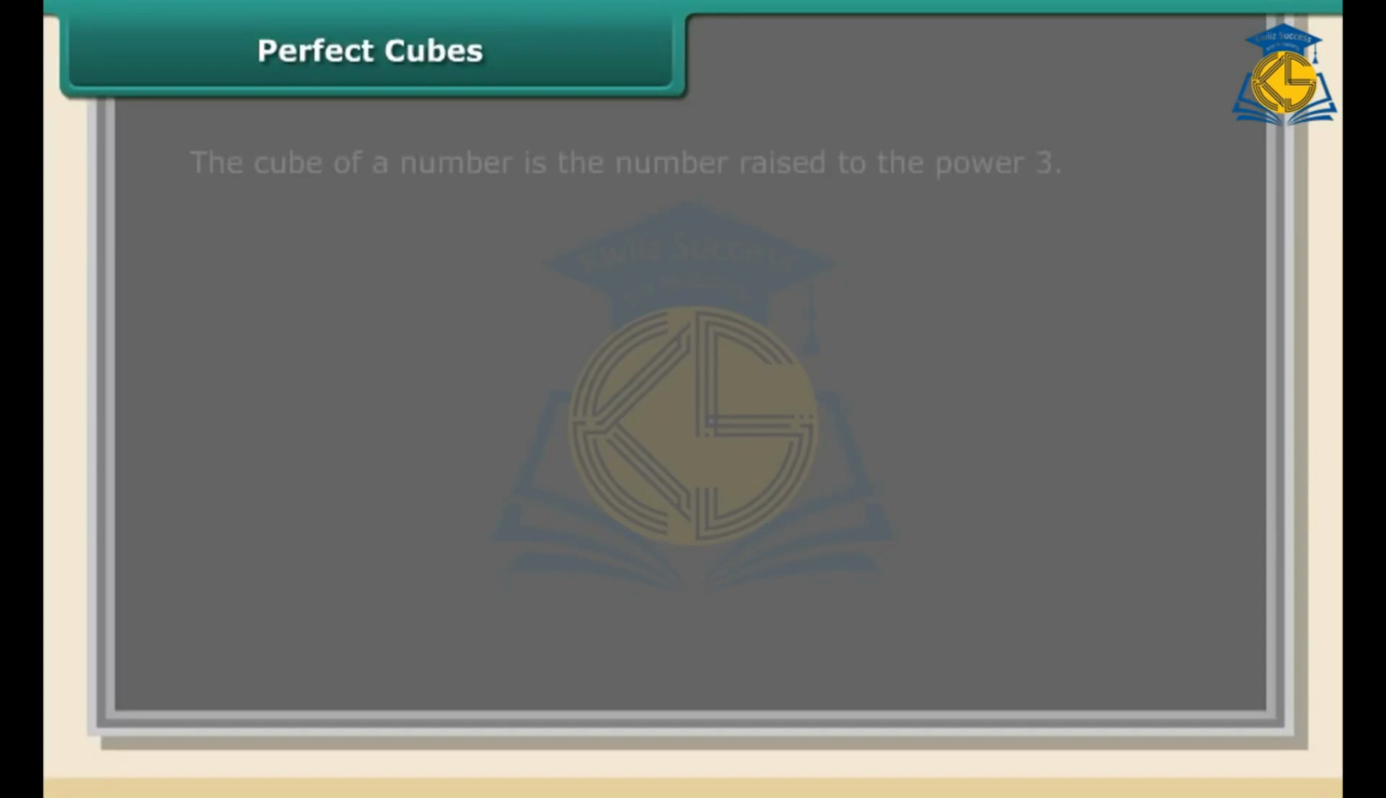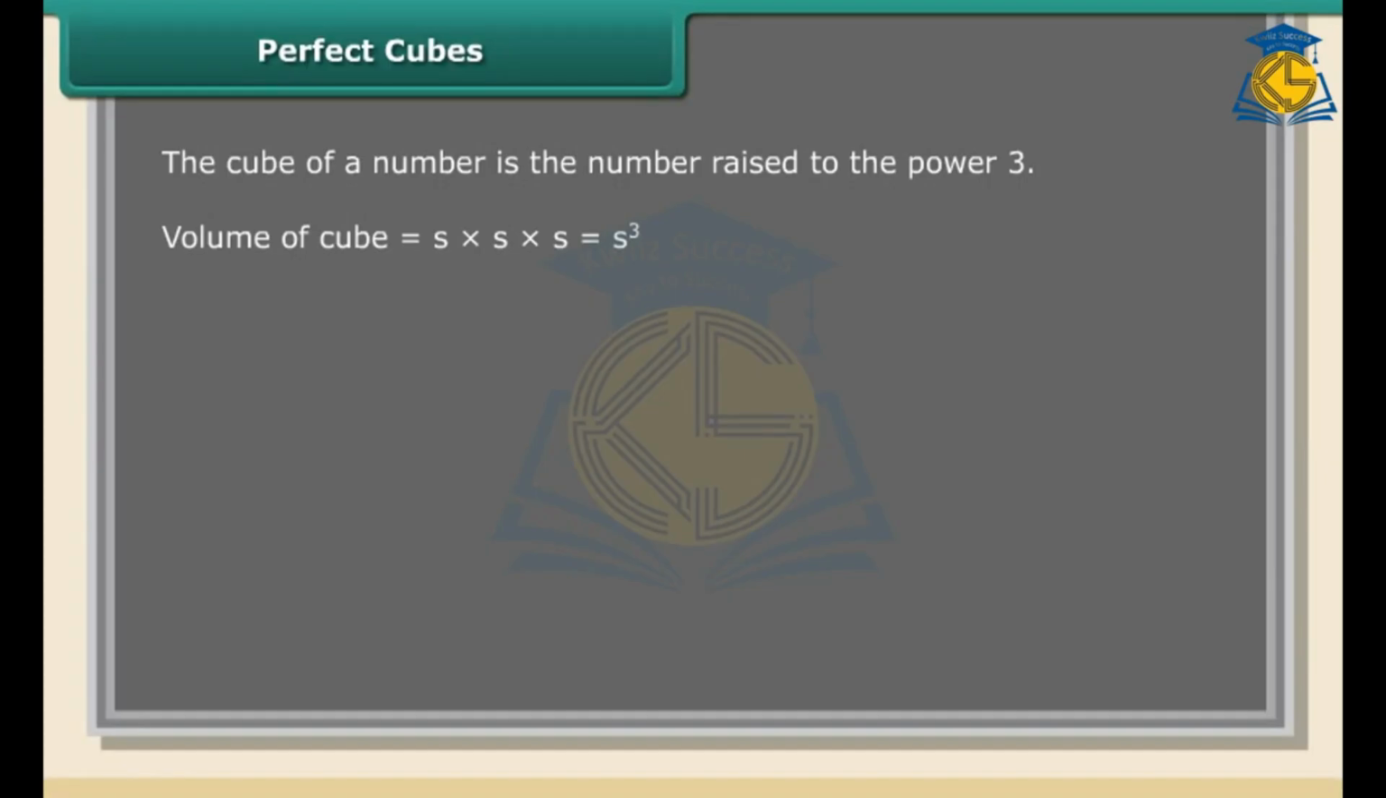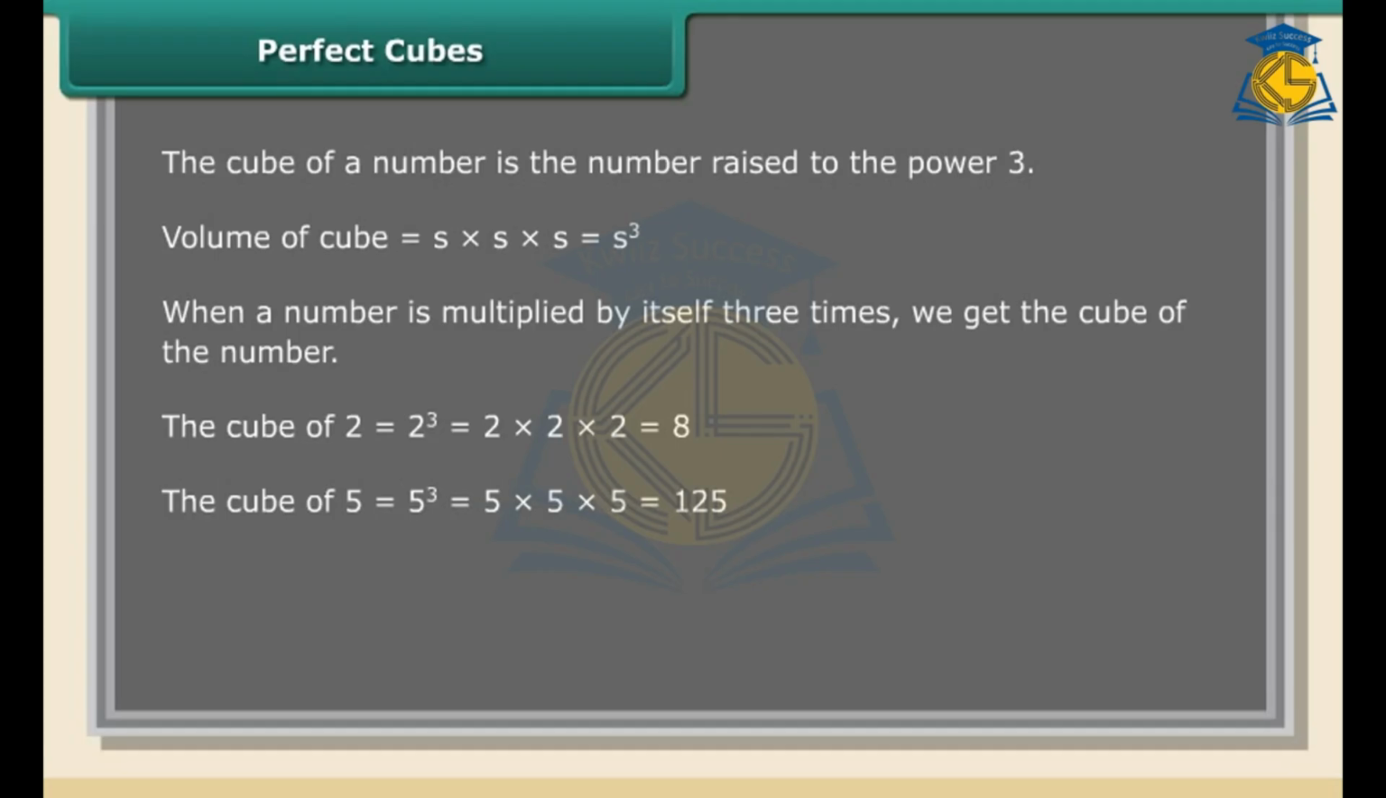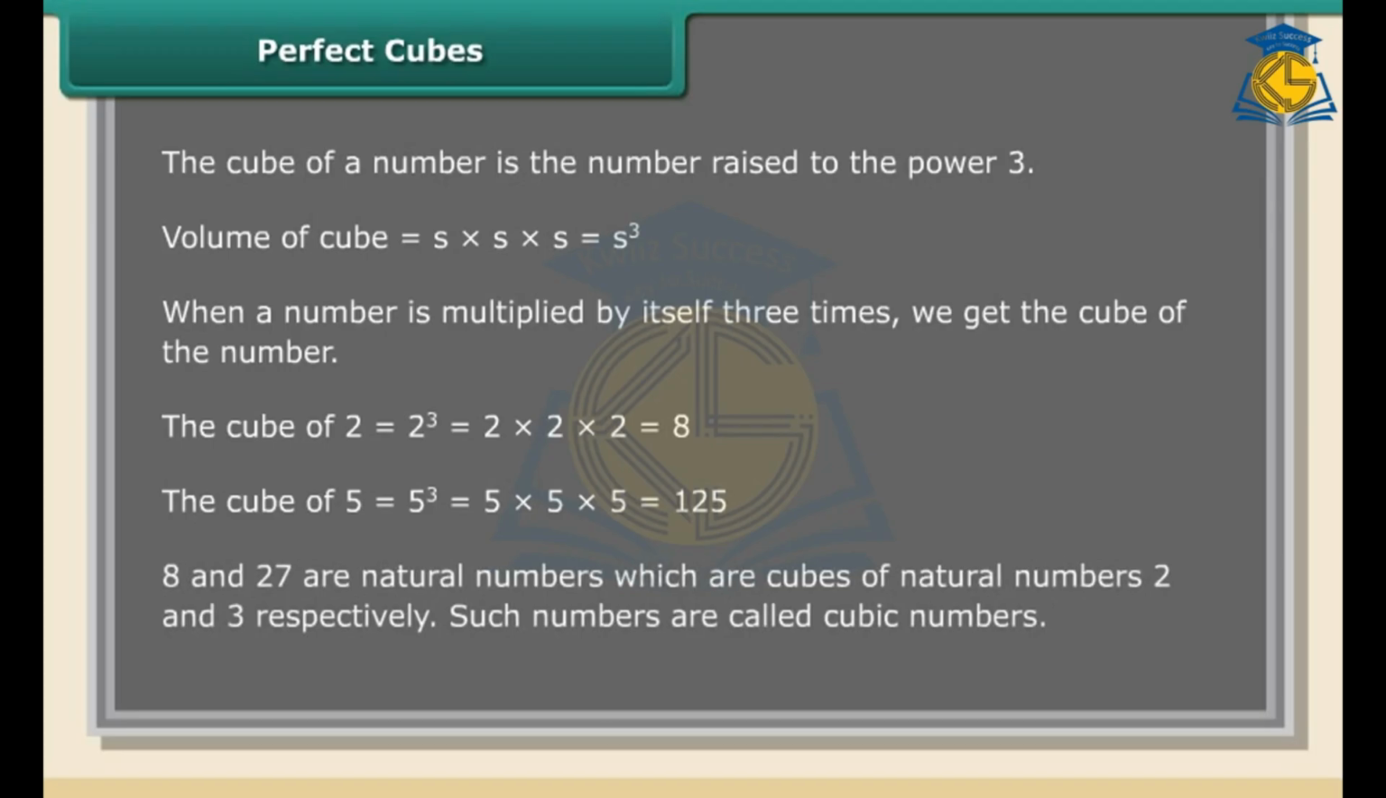Perfect cubes. The cube of a number is the number raised to the power 3. Volume of cube is equal to S into S into S, which is equal to S cube. When a number is multiplied by itself 3 times, we get the cube of the number. The cube of 2 is equal to 2 cube, which is equal to 2 into 2 into 2, which equals 8. The cube of 5 is equal to 5 cube, which is equal to 5 into 5 into 5, which is equal to 125. 8 and 27 are natural numbers, which are cubes of natural numbers 2 and 3 respectively. Such numbers are called cubic numbers.